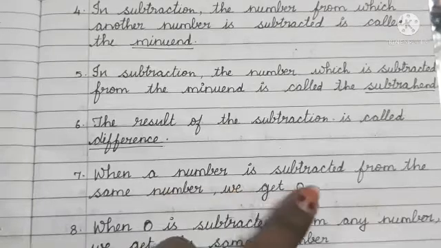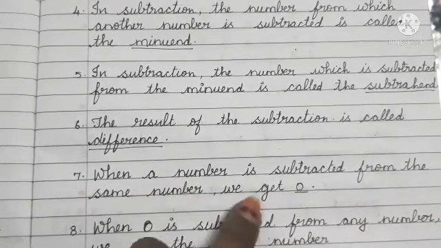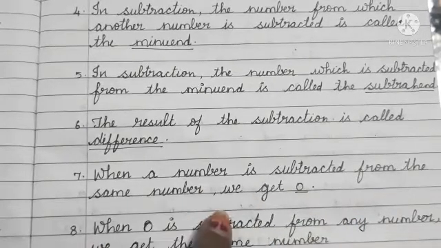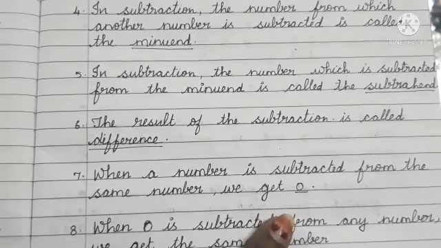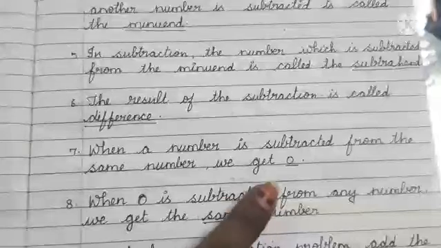Next, 7th question. When a number is subtracted from the same number, we will get 0. That means 3 minus 3, what's the answer, ma? Yes, we will get 0. Likewise, 23 minus 23, you will get 0.